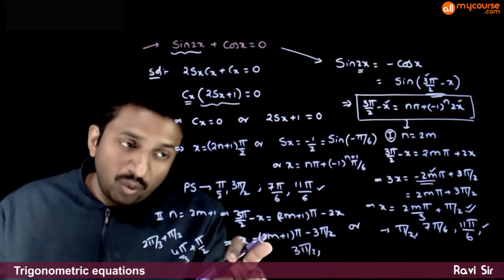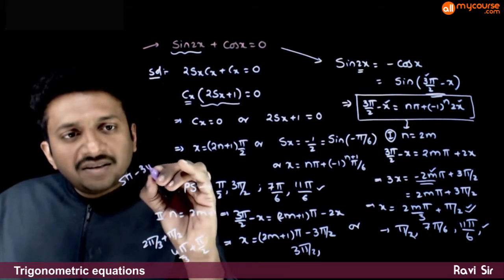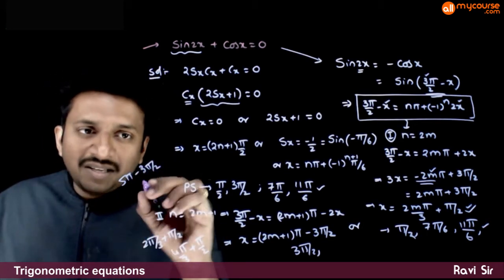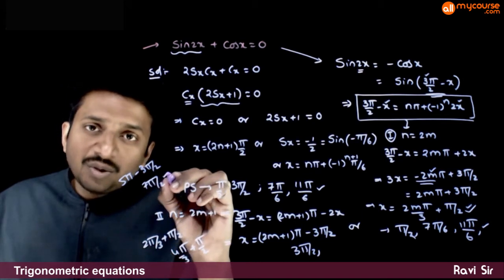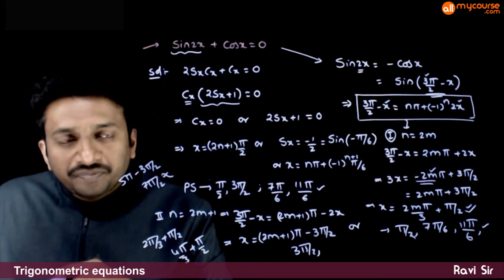Put m is equal to 2. 5 pi minus 3 pi by 2 is 10 minus 3, 7 pi by 2, which is going beyond 2 pi. So this cannot be considered as a principal solution.